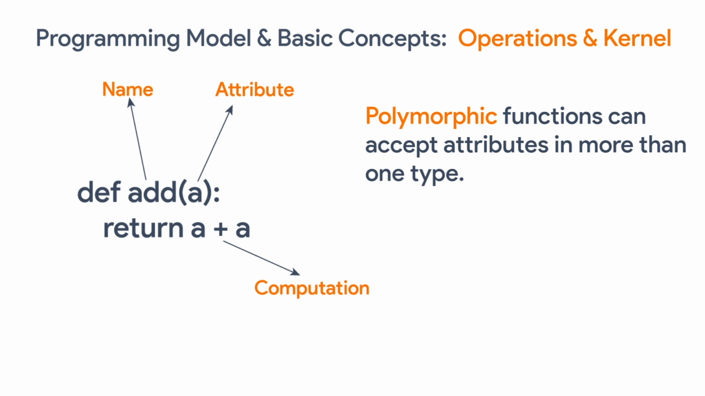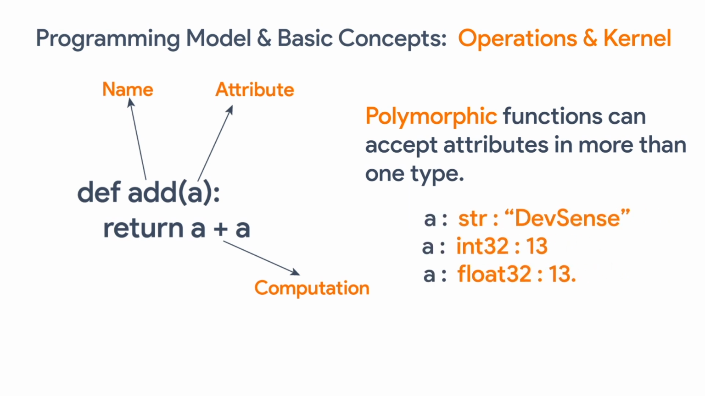For example, let us say we have this function which takes a as input and returns a plus a as output. Now the input attribute a can be passed as different data types like integer, float or string. So these types of functions are called polymorphic.